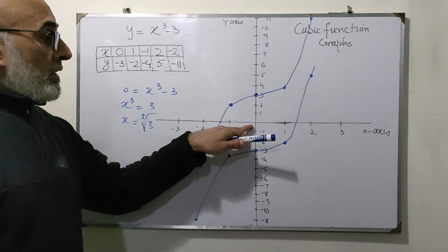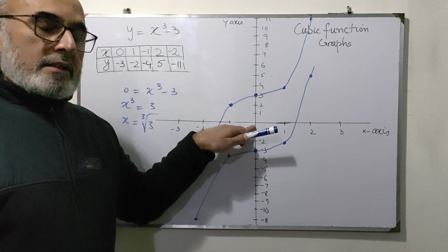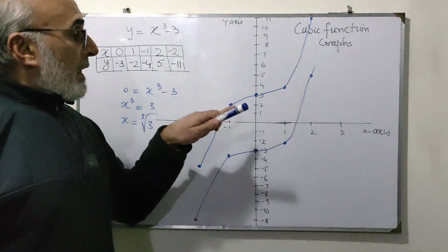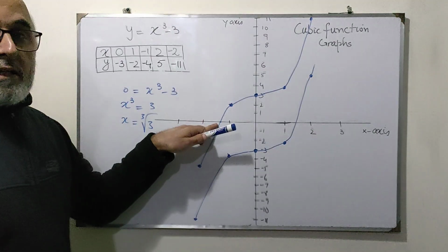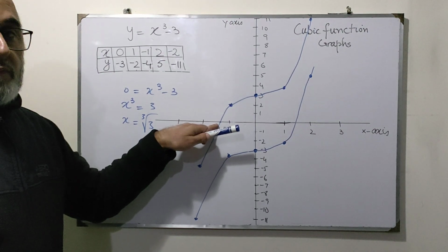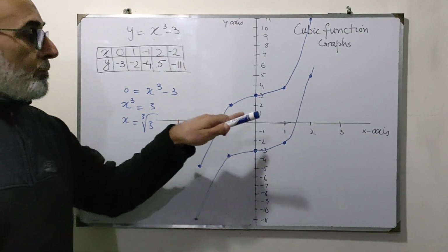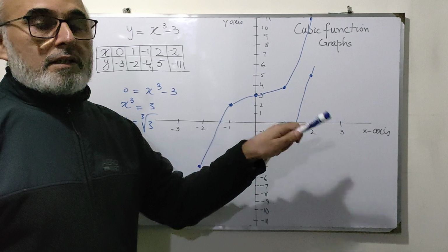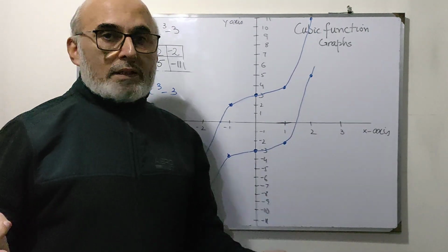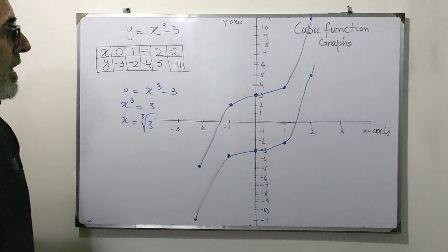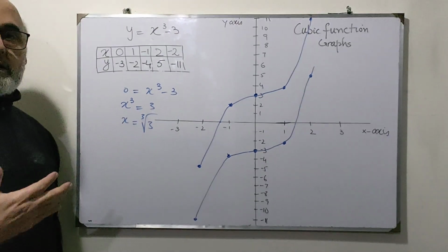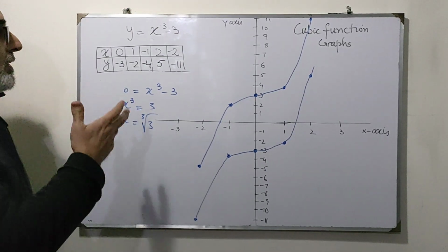Which is also evident from these graphs, that it is intersecting the x-axis at least once. In the first case, it was intersecting at the origin. In the second case, it was intersecting the negative x-axis. It is intersecting the positive in the third case. So at least once. Okay. So this was the graph about the cubic functions.